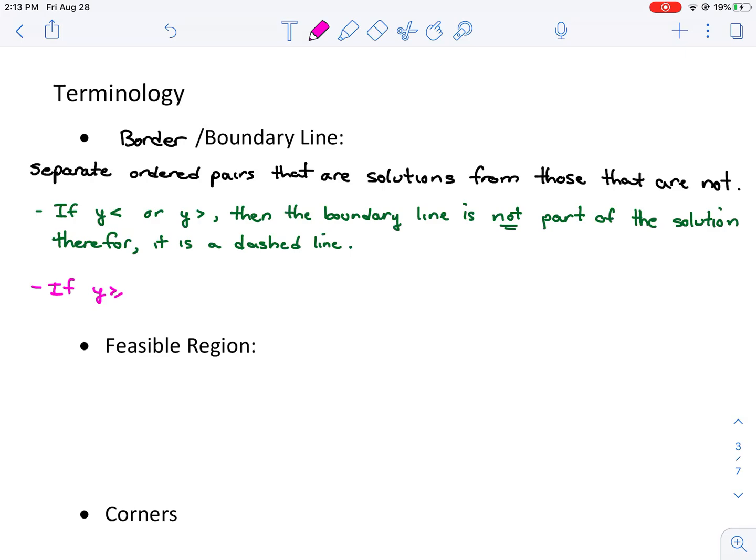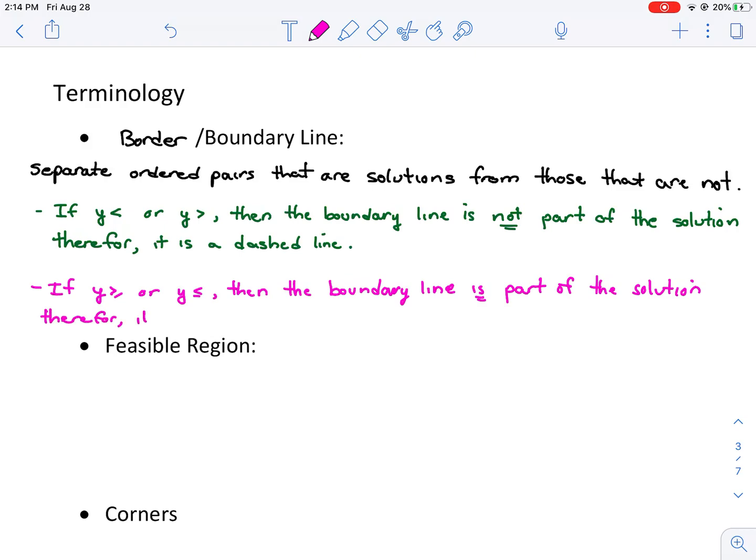So if we have y is greater than or equal to, or y is less than or equal to, then the boundary line is part of the solution, therefore it is a solid line.